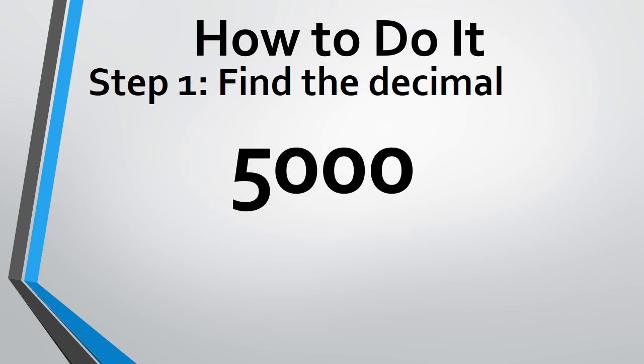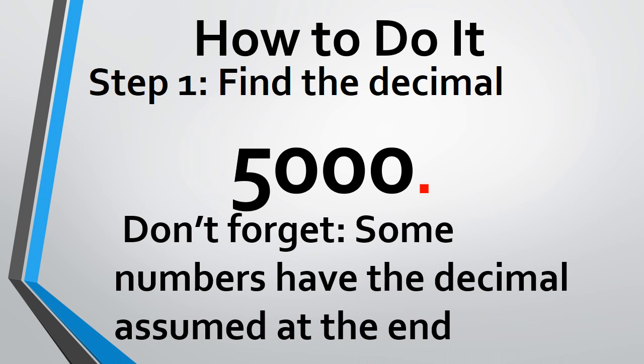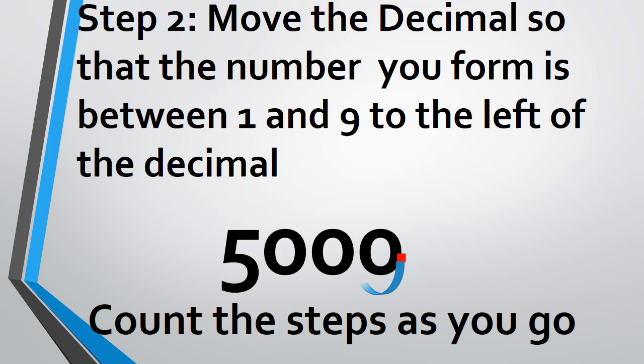Now how do you do it? Well, the first thing you want to do is find the decimal. And the decimal is going to be right at the end here. And so basically, you just move it across. And don't forget that some numbers have the same decimal assumed at the end. Just move it across. And then as you move it across, you count the number of steps. So you count the number of steps essentially that it traveled in order to make your number go between 1 and 9 to the left of the decimal.